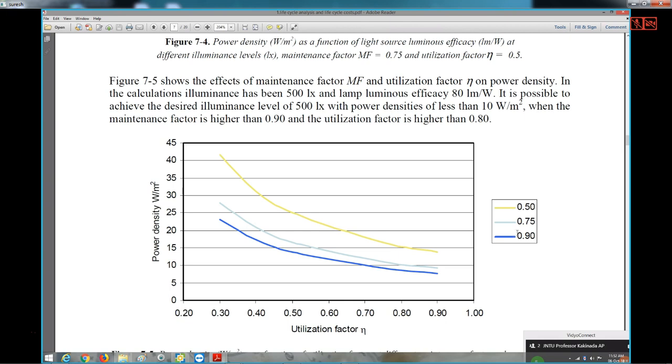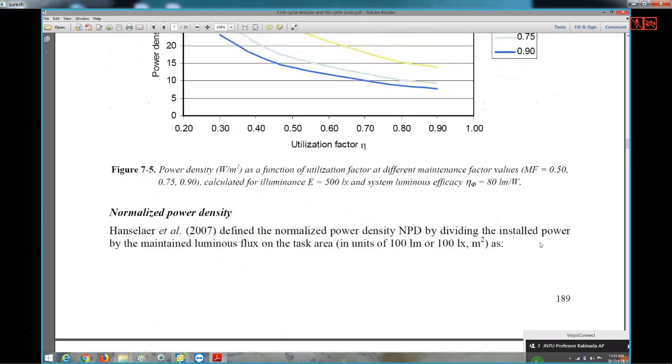If the maintenance factor is 0.75, then the percentage utilization factor is also reducing, but it is having somewhat more power density in watts per meter square. If the maintenance factor is 0.5, then the power density in watts per meter square is also shifted up when compared with the remaining two utilization curves, starting with 40 and falling to 15 watts per meter square. So like that, we are going to concentrate on different issues.